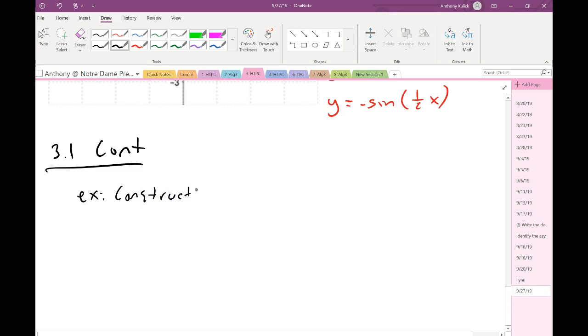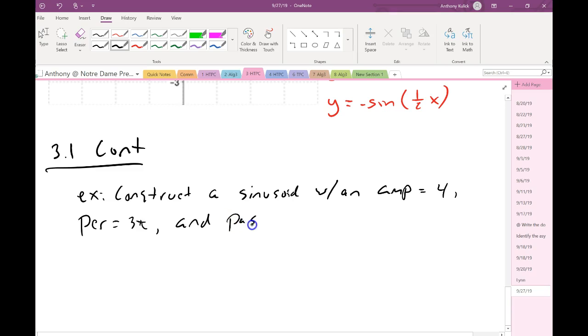So we're going to be asked to construct a sinusoid with an amplitude of 4, a period of 3 pi, and that it passes through the point (3, 1).